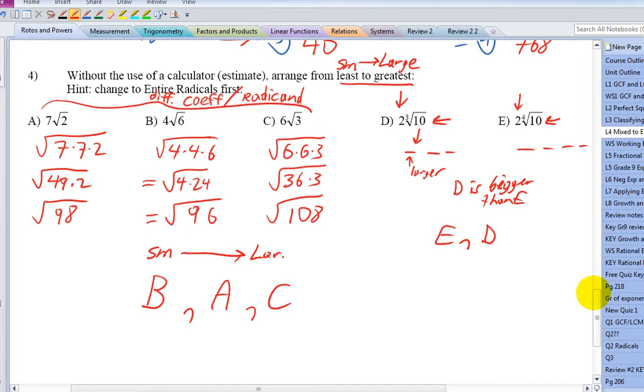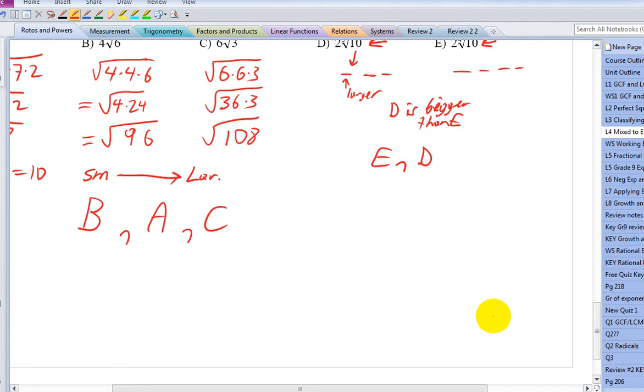So where do E and D belong? Whereabouts are these guys? What perfect square are these close to? Yeah, 100. That equals 10. Okay. What about this? A perfect cube that multiplies to 10. Let's do a little estimation here. So cube root of 10. What's a perfect cube below it?